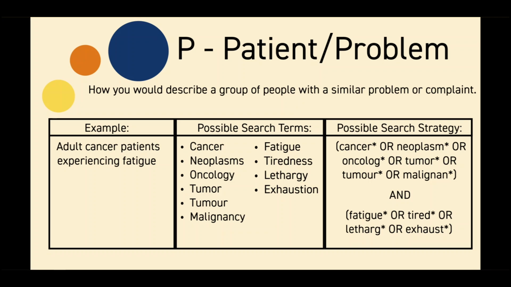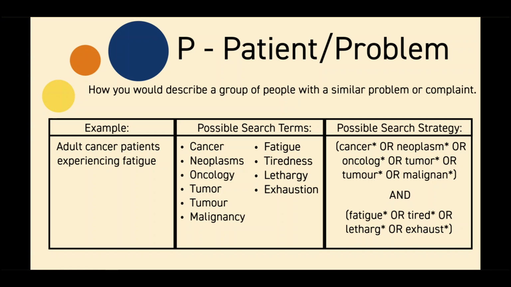Now, there are many ways to indicate cancer. We can, of course, use the term cancer, but there's also neoplasm, oncology, tumor. Note that I have both the American and British spelling of tumor. Both of these are valid for my research. There are also multiple terms we can use for fatigue, like exhaustion. Putting that all together, our first piece could look something like this. Cancer, or neoplasm, or oncology, or tumor, or malignant. And fatigue, or tired, or letharg, or exhaust.